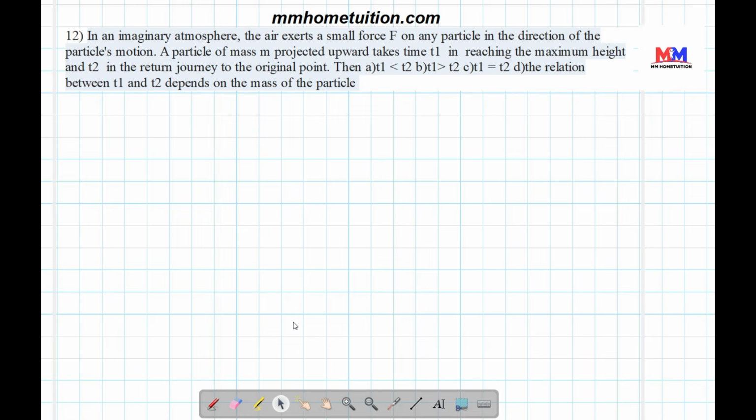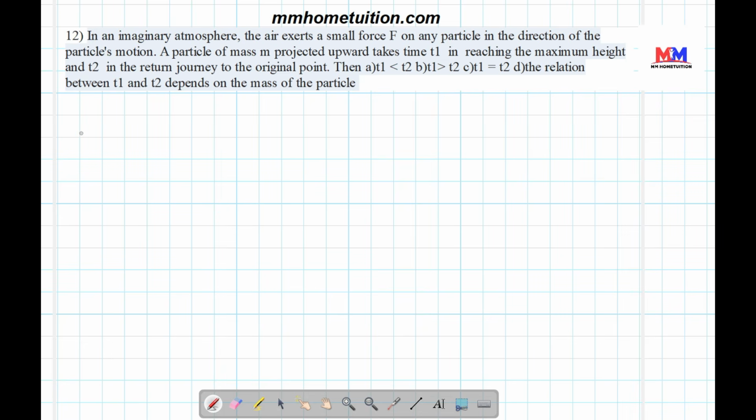In an imaginary atmosphere, the air exerts a small force F on any particle in the direction of the particle's motion. A particle of mass m projected upward takes time t1 in reaching the maximum height and t2 in the return journey to the original point. So which option is correct?